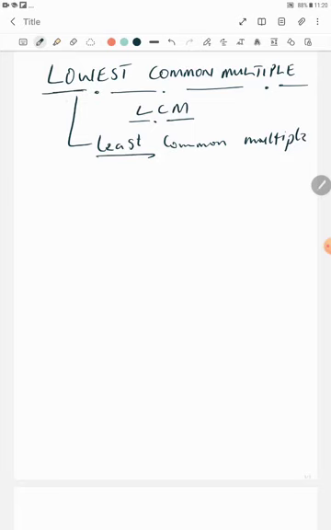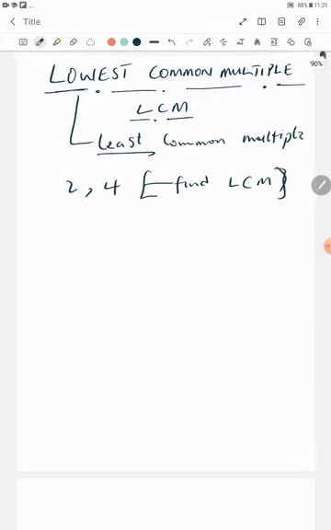So let's first look at the literal meaning of lowest common multiple. Let's say we have been given two numbers, 2 and 4, okay? And we are being asked to find the LCM of these two numbers. In other words, they want us to find the lowest common multiple. That is a multiple of 2, a multiple of 4, but the lowest one that is actually common to the two of them.